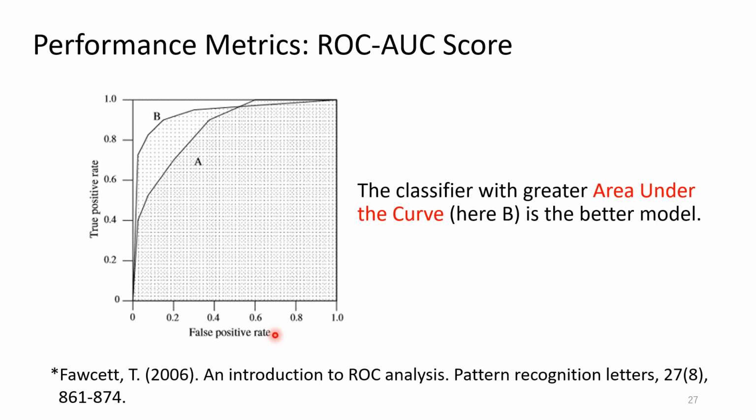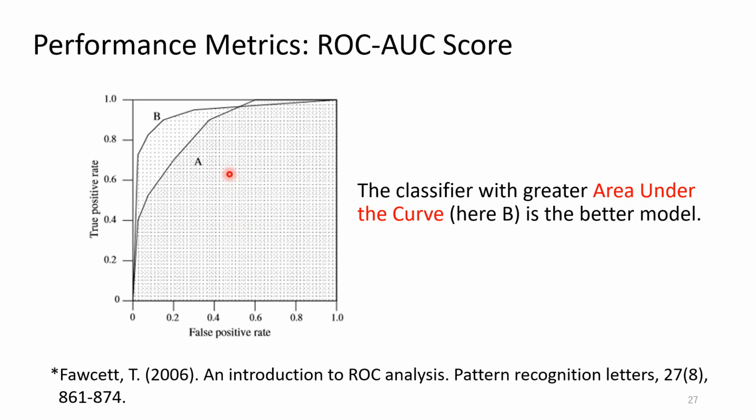So a good model is a model that can achieve both high TPR and low FPR as much as possible. Considering the trade-off between TPR and FPR, we can create a performance metric with a balanced view. That is the AUC score. AUC stands for area under the curve.